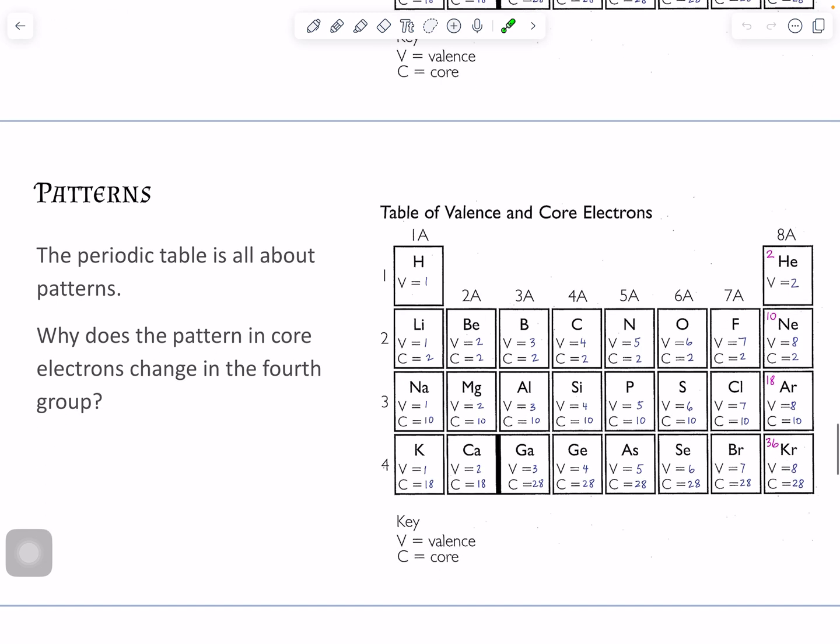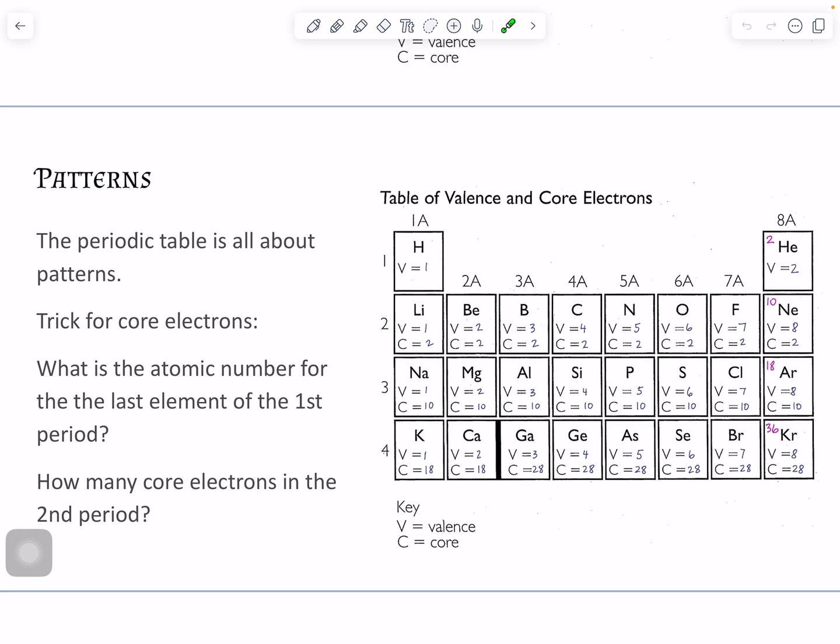Now in period 4, hopefully you noticed a change. The first 2 were 18, and then the last ones were 28. So the question is, why does the pattern change? And the answer is between calcium and gallium, we actually have 10 transition metal elements. And notice 28 minus 18 is 10. So that's also why there's this thick line: the periodic table really should be split here, and then we insert 10 more columns.